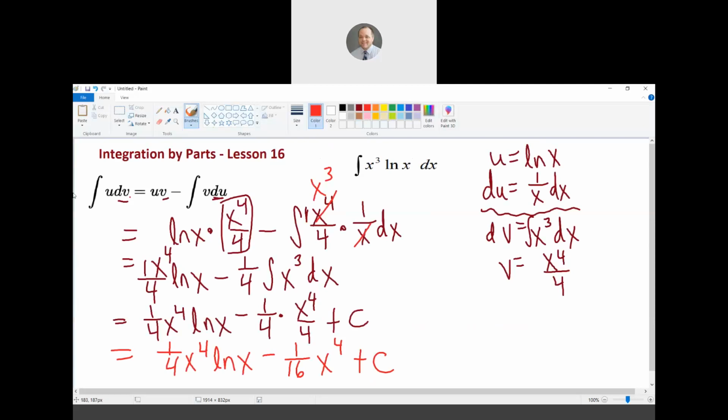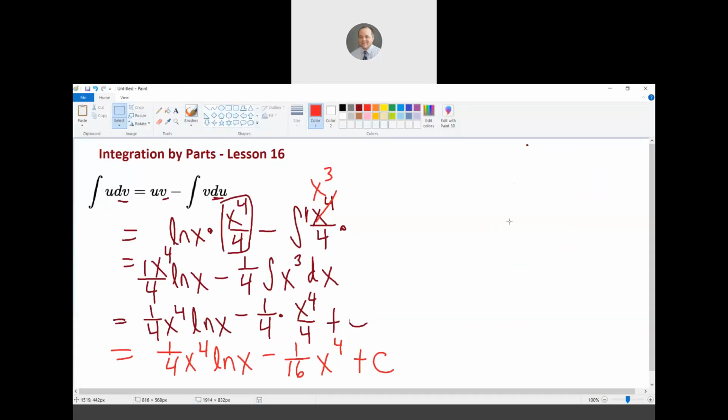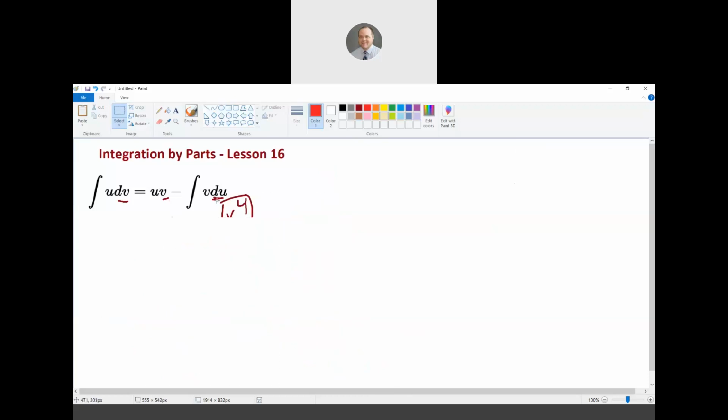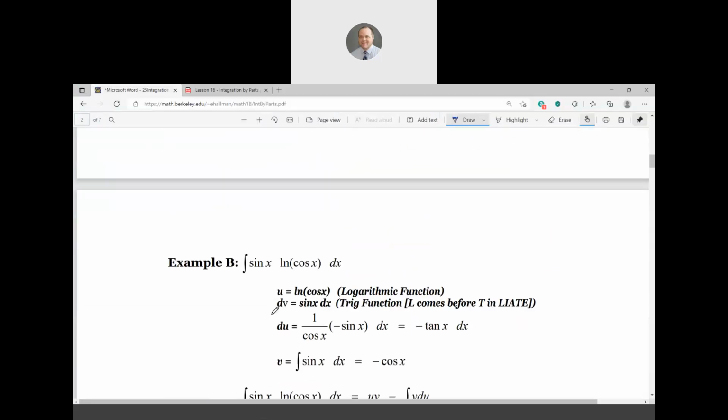Let's look at our next problem. I'm going to leave our parts formula up here. Hang on just a minute. All right, let me copy the next problem.